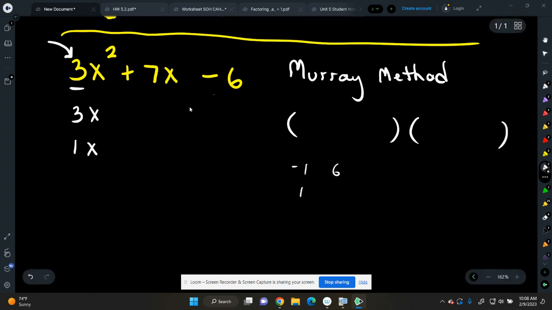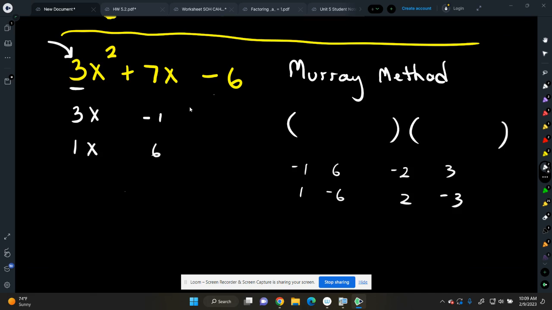Negative 1 and 6, 1 and negative 6, negative 2 and 3, 2 and negative 3. Those are our options for 6, okay? Well, so I'm just going to step through it. Although I know which one is the correct answer, I'm going to step through the process to show you, okay? So I'm going to start with negative 1 and 6, and I write them like that. I'm going to just put a little plus here. It's positive 6, okay? So what I've done is I've set it up to check it.